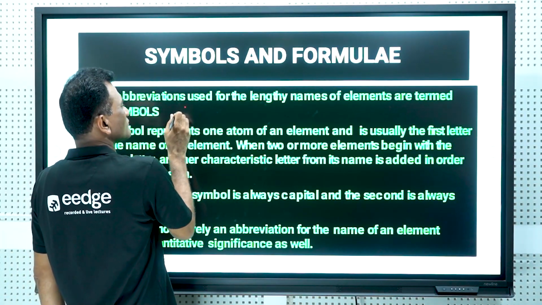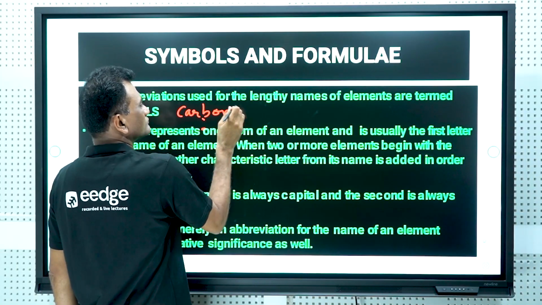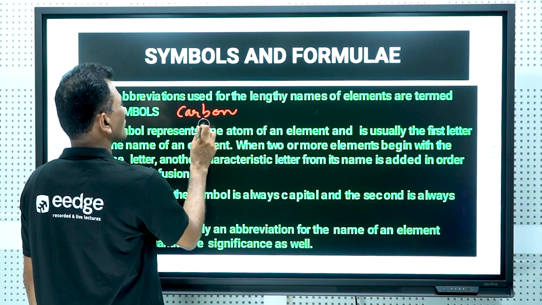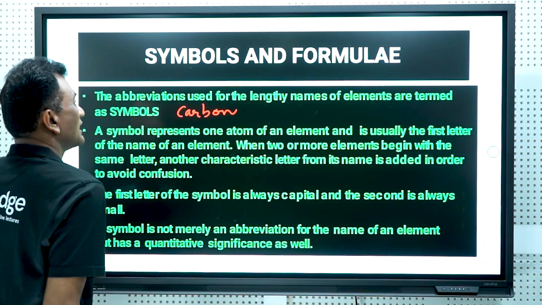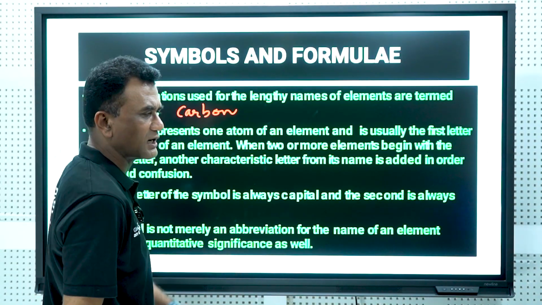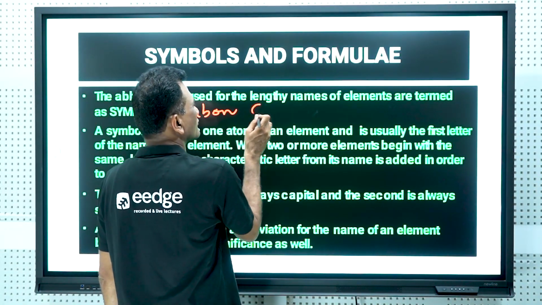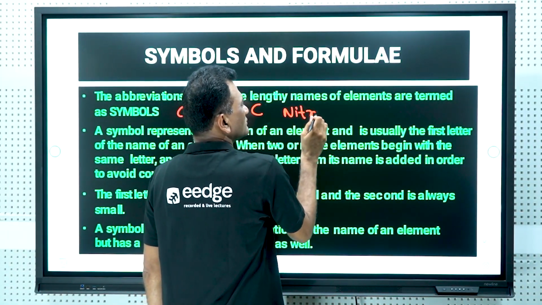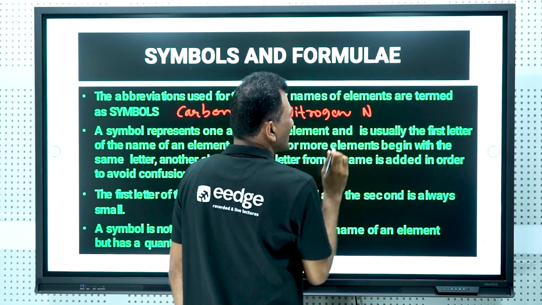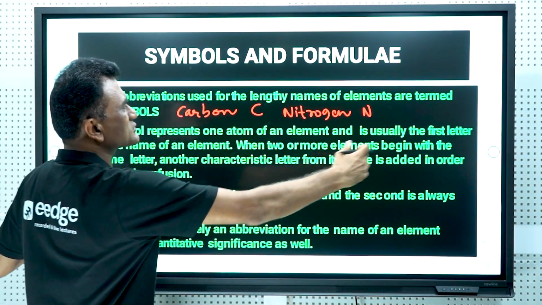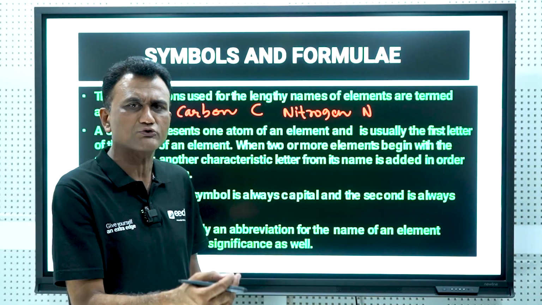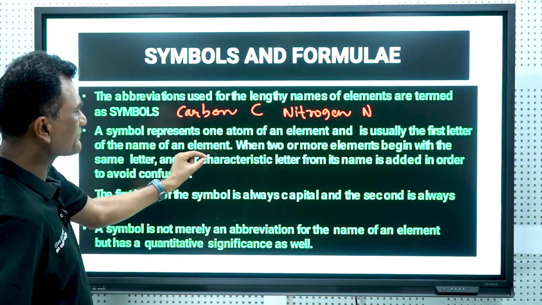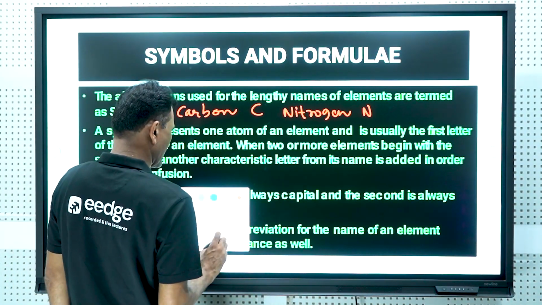So this is carbon, right? If we write carbon, this is very tedious to write, C-A-R-B-O-N, carbon. So instead of carbon, we have the symbol for carbon, and that is C. Similarly, for nitrogen, we have the symbol N. So it is very tedious to write these lengthy names, and instead we have short notations, which are called symbols, right?